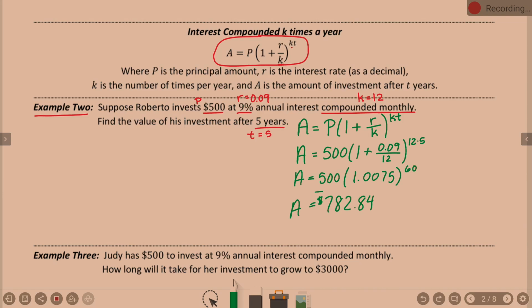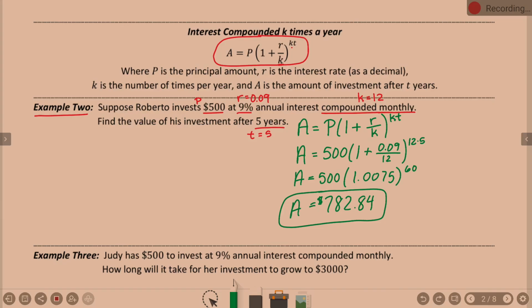As I said, both are good. That is $782.84. So basically, you have your $500 principal. My $500 principal just grew by $282.84 because this amount is the $500 plus the interest.